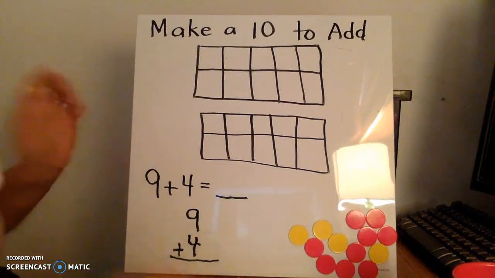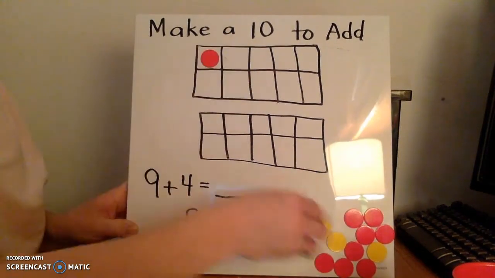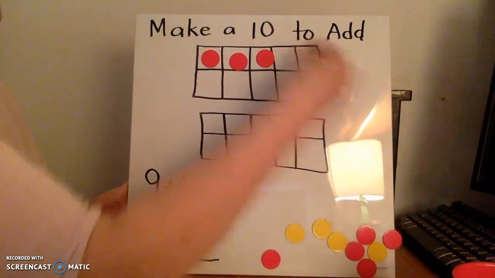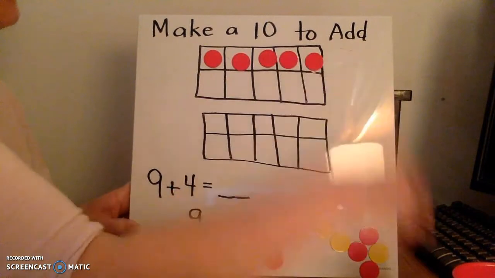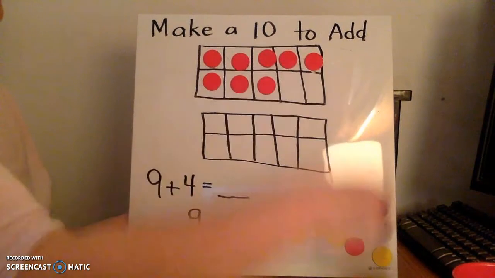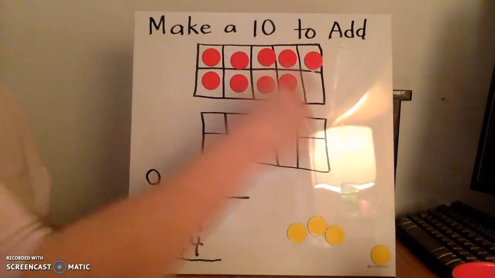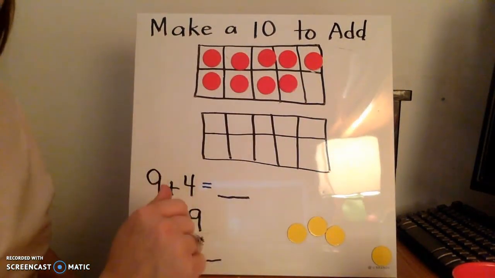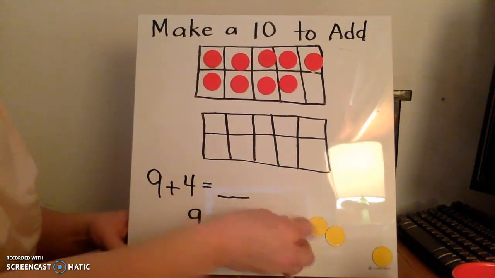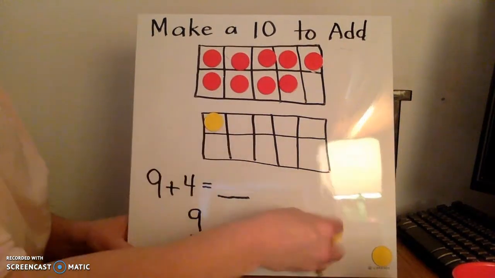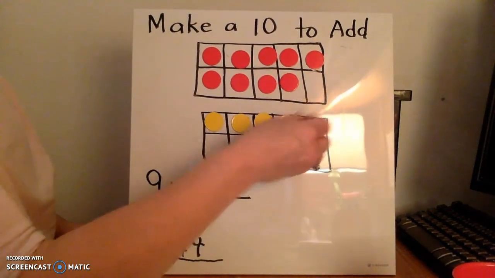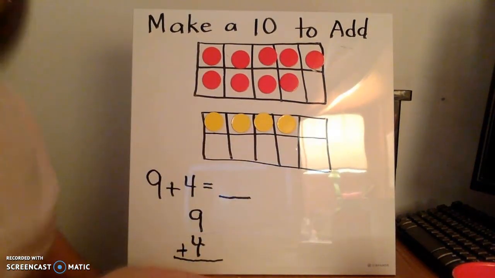So let's build it. 5 on top. And how many on the bottom? 4. And I know this is 9 because 1 is missing and 1 less than 10 is 9. Now the other addend we have to add, or a part, is 4. So we're going to put it right here in our other 10 frame. These are kind of like our leftovers. But we can see that we can make a 10.